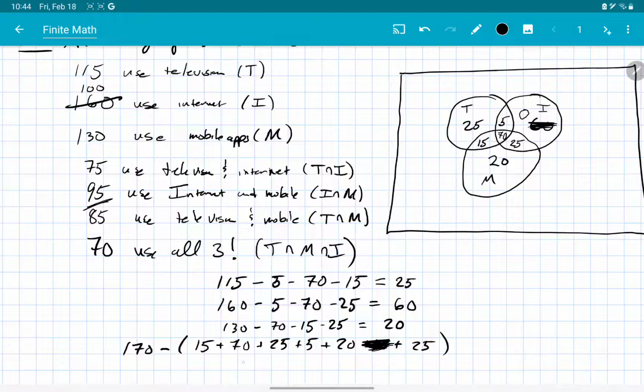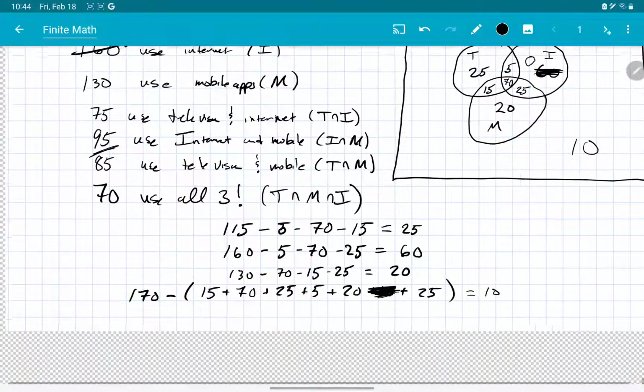15 plus 70 is 85. Plus 25 is 110. Yeah, 110, 115, 135 plus 25 is 160. That's 10. Okay, there are 10 people that don't use any of the three media for their advertising. The 10 radio diehards, perhaps.